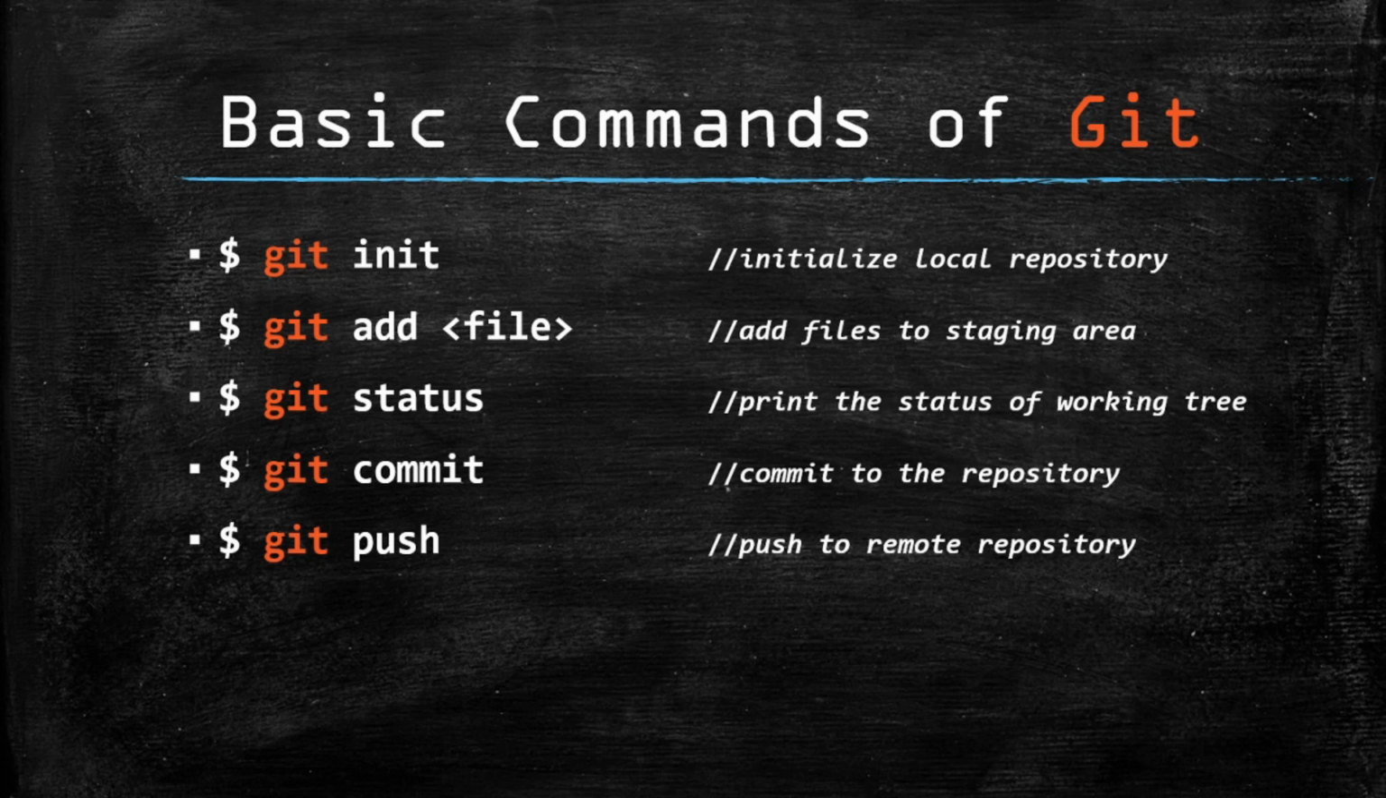The next command is git pull. So if you want to pull the latest changes from the remote repository, you can just do git pull. So if someone makes changes in your repository and you want to fetch the latest version of it on your local machine, you do git pull.